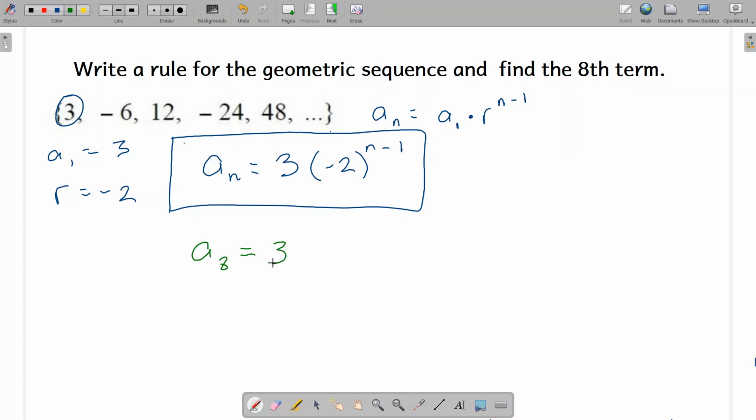So we're going to do 3 times -2, and if I plug in 8 for n and then subtract 1, that gives me a 7 here. Now if I do this calculation, I'm going to get -384. That would be my 8th term. When you're making this calculation, don't forget to include the -2 in parentheses, raise it to the 7th power, and then the last thing you should do is multiply by 3. You're following your order of operations here.